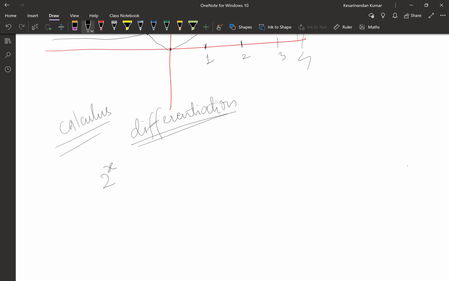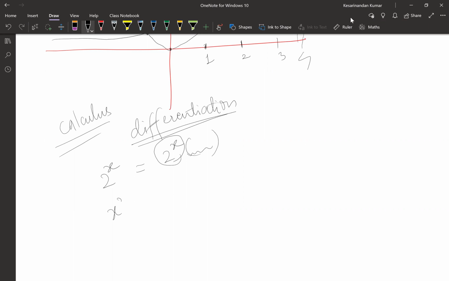What is the differentiation of 2 raised to x? Same, 2 power x. It will be the same. And you can have a log a, but that's not important. It will still be the same.